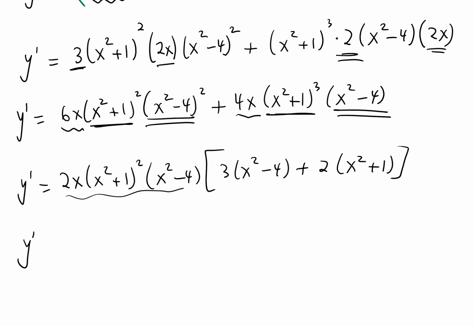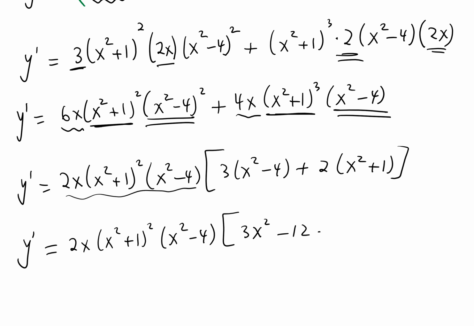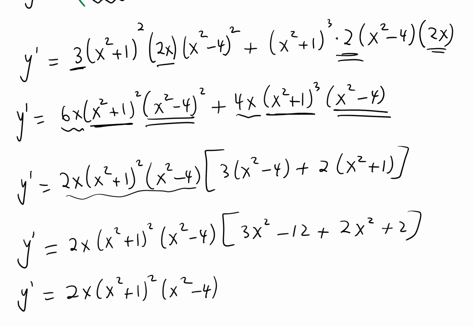This is called the greatest common factor, the one I just took out. I'm going to keep it the same, and let's simplify inside the bracket. 3x squared minus 12 plus 2x squared plus 2. Y prime equals 2x, x squared plus 1 squared, x squared minus 4, 5x squared minus 10.